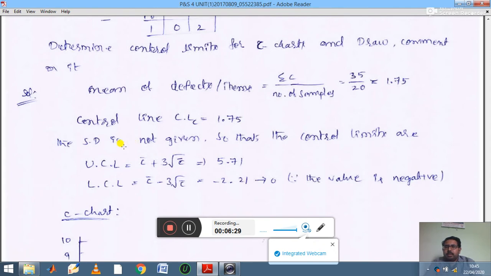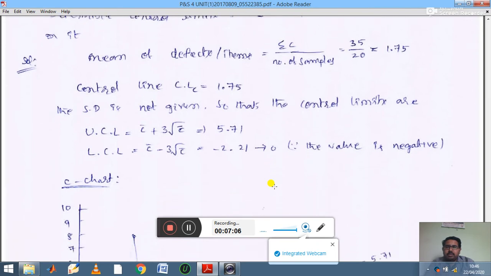Then, standard deviation is not given, so the control limit formulas are UCL equals C bar plus 3 into square root of C bar. You know the C bar value here, so you can directly calculate the UCL value. Therefore the UCL value is 5.71 and the LCL value is 0. If you calculate LCL, you get a negative value, minus 2.21. If you get any negative value while calculating UCL or LCL, you need to consider it as 0. A negative value is tending towards 0.